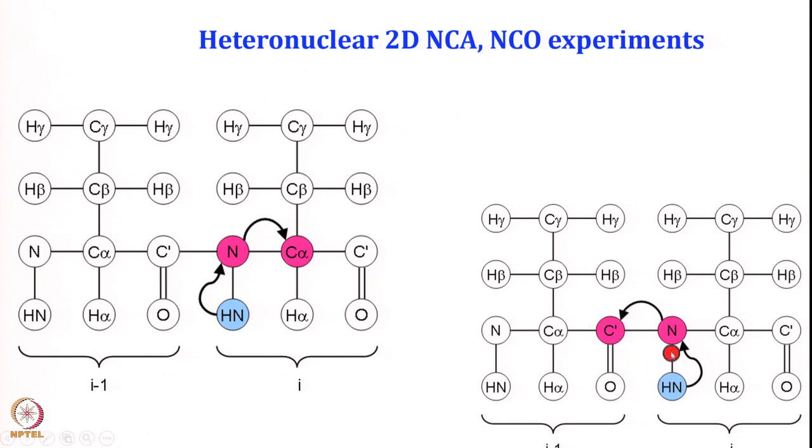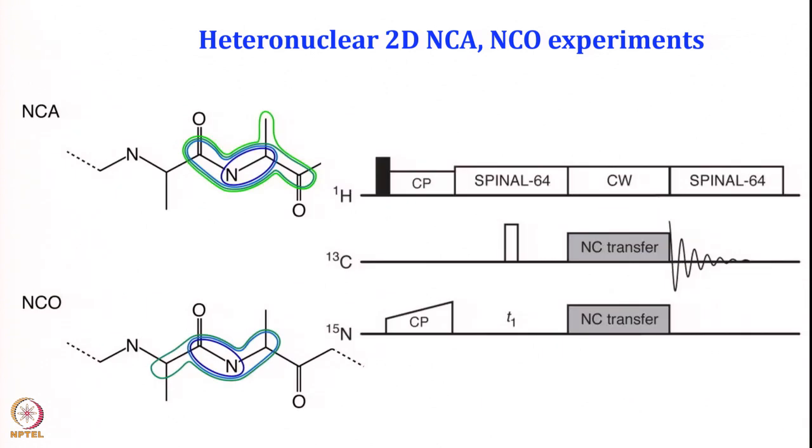Here we are transferring the magnetization two times, from HN to N15 and N15 to CO or C alpha. This is called the double CP experiment, first CP here, second CP here. That is what it is called, double CP, DCP. So, the schematic is something like this: we start with proton and transfer to nitrogen, and then to carbon. We can get the ith correlation, and we can go back and get the I minus 1 correlation in NCO, and the pulse sequence is something like this.